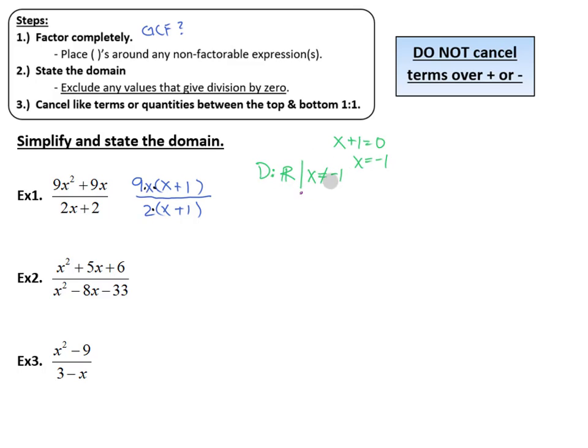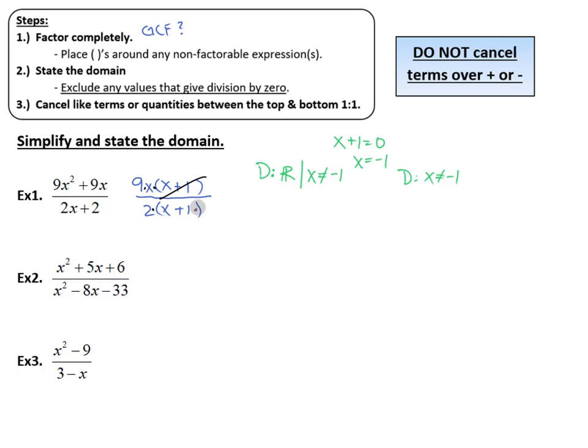Now, you don't have to write it in this specific form. You can just say x can't equal -1, and we'll accept that for your domain. Okay, this is the all real number symbol, and this big vertical bar just means such that. It's like a condition. Okay, but finish simplifying.